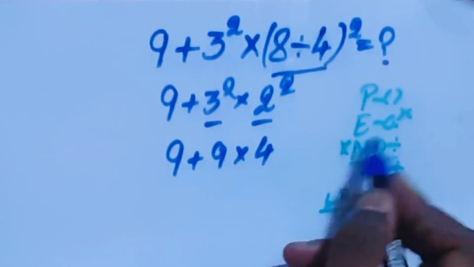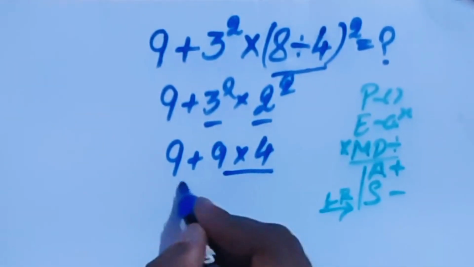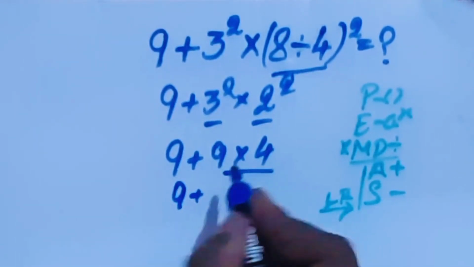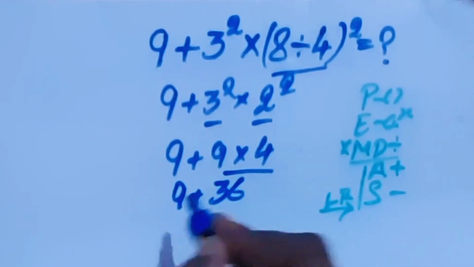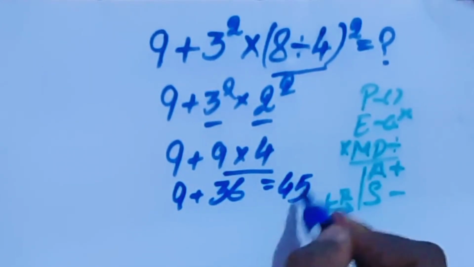Here the next priority is multiplication and division. So we have to do this multiplication before this addition. So 9 plus 9 times 4 is 36. Here 9 plus 36 is 45, which is the correct answer.